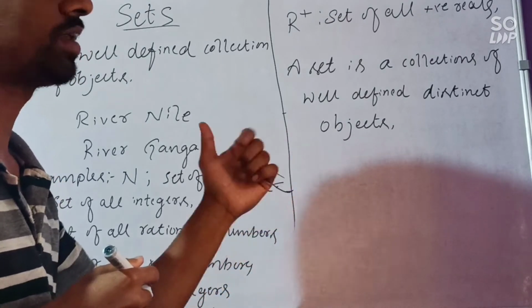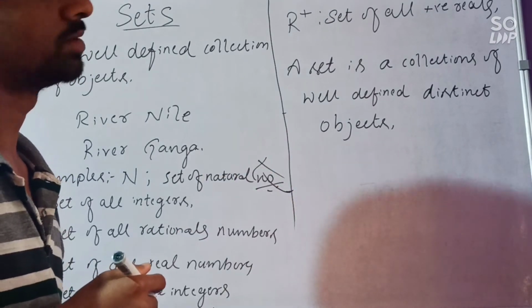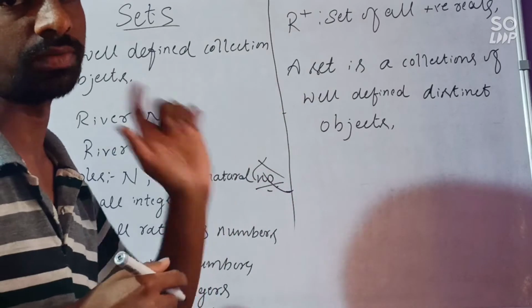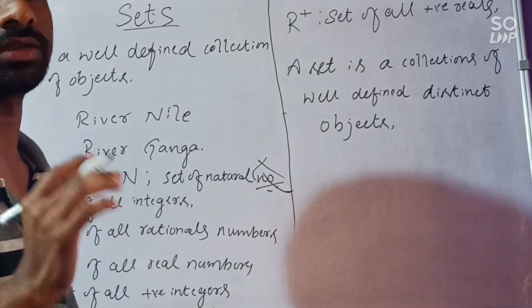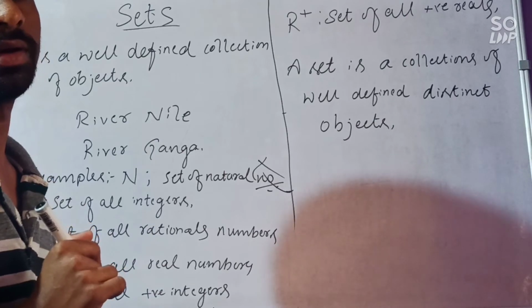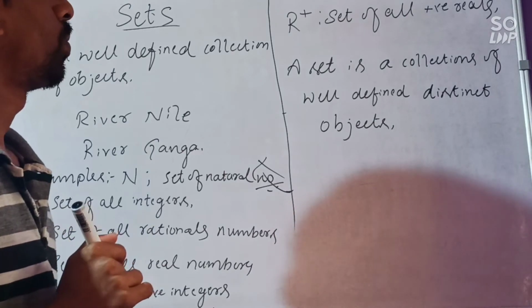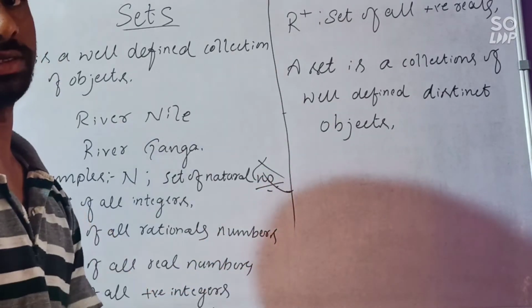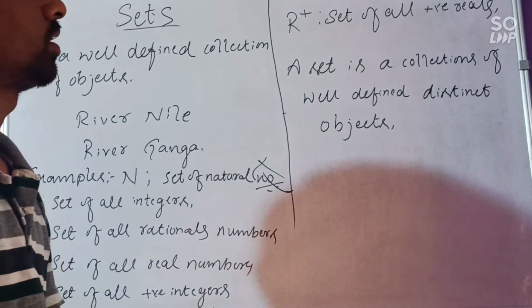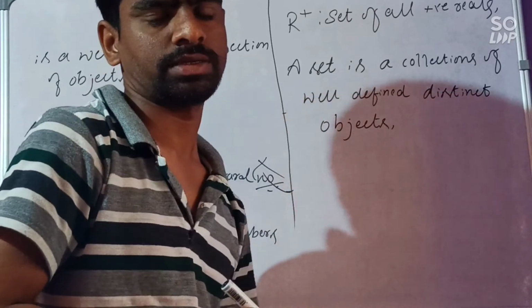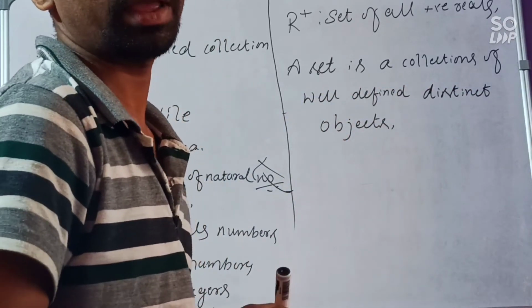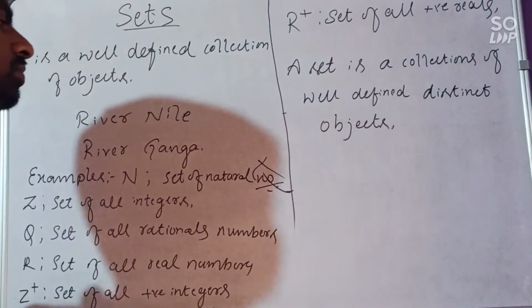And how to define a set? Simply we define a set as a collection of objects. But what is the meaning of sets? A set is a collection of well-defined distinct objects.